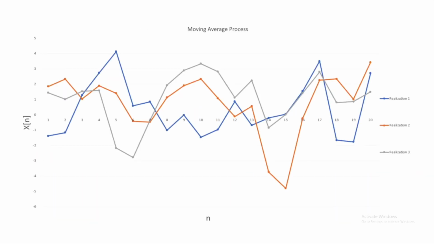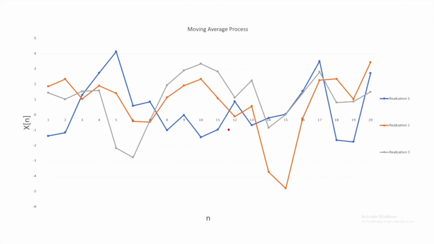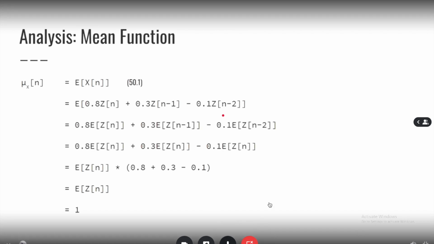Here are three realizations of that function from the last slide. As you can see, they do not correspond to each other or anything like that. They're very much random variables. But as we will show in the next few slides, there are ways that we can describe this in a more understandable way. To start off, we will use the mean function.